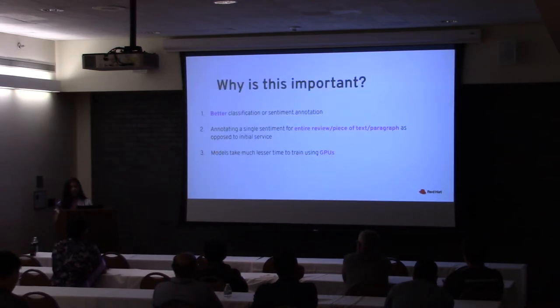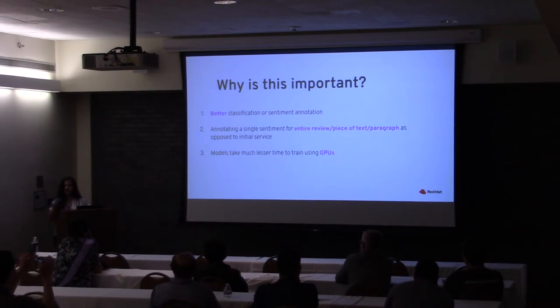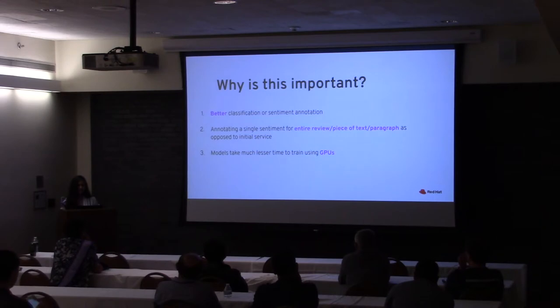And why is this important? This is important because first of all, we are classifying better. Secondly, now we are annotating one label or one sentiment score for an entire piece of text, as opposed to the previous approach where we were labeling sentence by sentence. And thirdly, this was taking much less time to train on the GPUs. I haven't put the metrics here, but it's there on the repository. So this was really exciting.